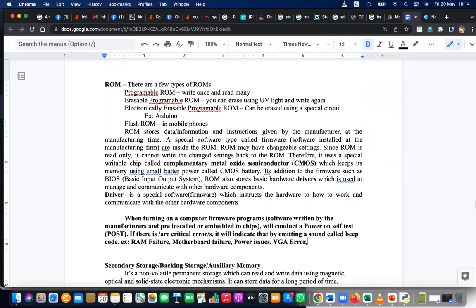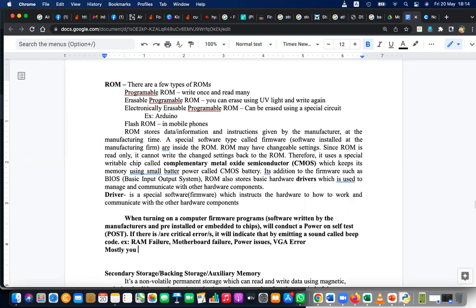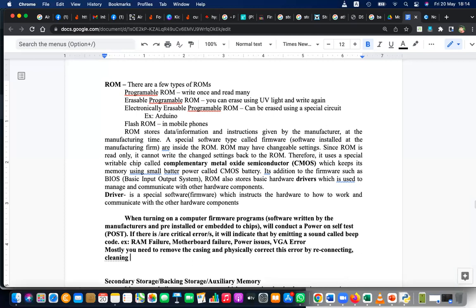Mostly you need to remove the casing and physically correct this error by reconnecting, cleaning, or replacing.